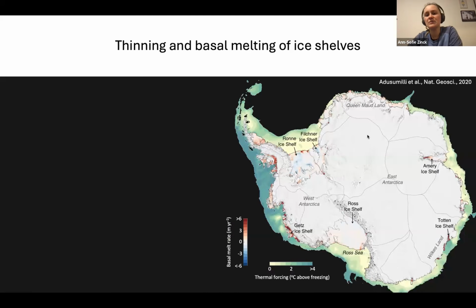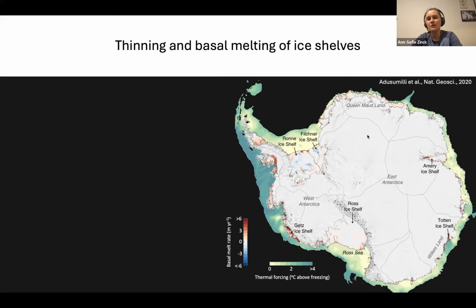This has, for instance, been done by Adusumilli et al., which we see here. Here we see a nice overview of all of Antarctica, where they have obtained 500-meter resolution basal melt rates of all of the ice shelves in Antarctica. And we can see, for instance, in the Amundsen Sea sector, where the Dotson Ice Shelf is also located, generally higher basal melt rates. So it's an area where all of the ice shelves are subject to basal melting.